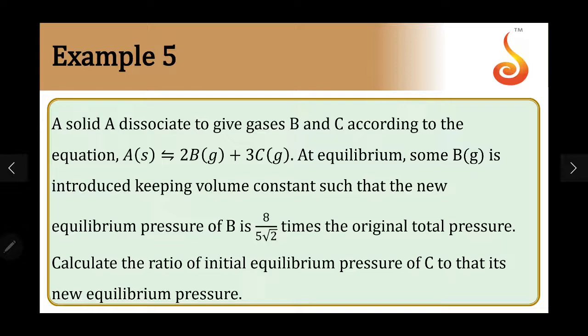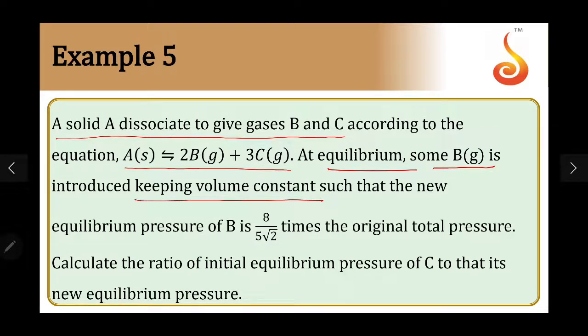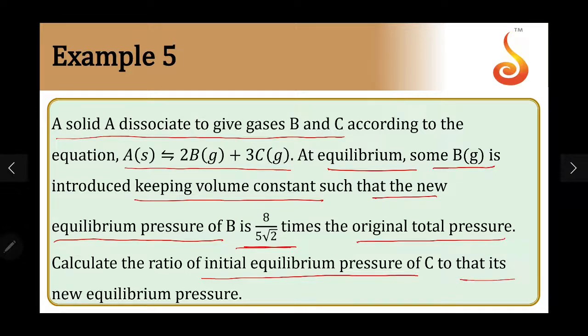A solid A dissociates to give gases B and C. According to the equation, A gives rise to 2B plus 3C. So it has already attained equilibrium. At equilibrium, we are introducing some amount of B, keeping the volume constant, such that the new equilibrium pressure of B is 8 by 5 root 2 times the original total pressure. So calculate the ratio of the initial equilibrium pressure of C to that of the new equilibrium pressure of C.